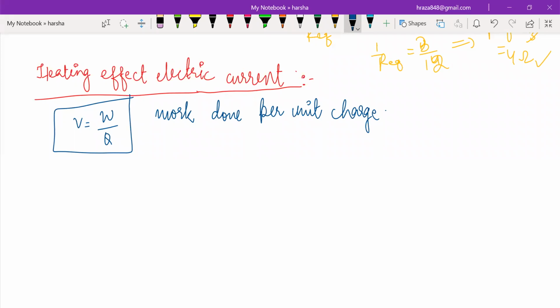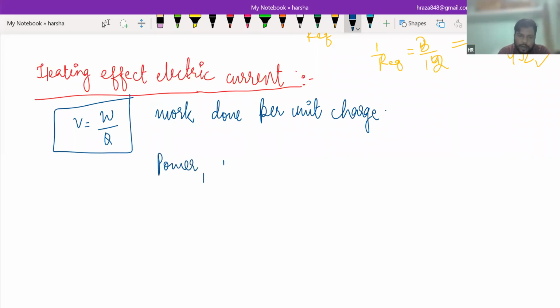Now we are going to define power. Before this, I am going to write another formula. With the help of this formula, potential is defined as work done per unit charge, so can I write W is equal to V into Q? Can I write it or not?